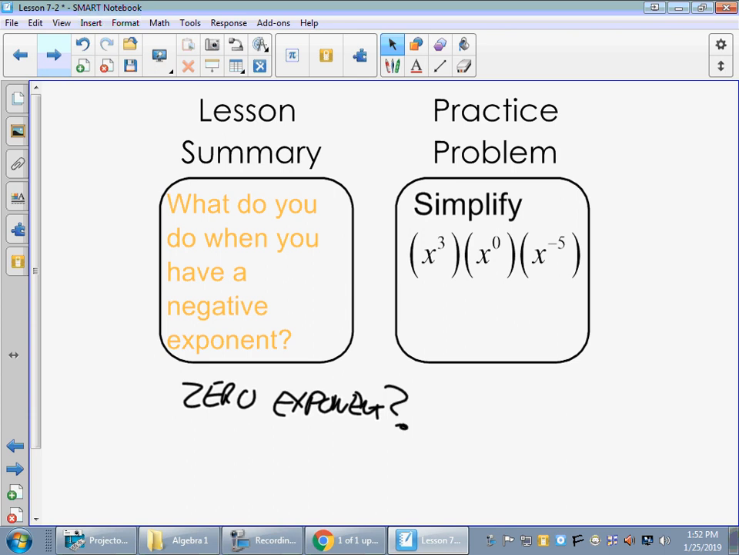You've got x cubed times x to the 0 power times x to the negative 5th power. So it kind of gives you a little bit of everything there, too many x's. And if it helps, put it all over 1 because you're going to have to do some flipping with that negative exponent.